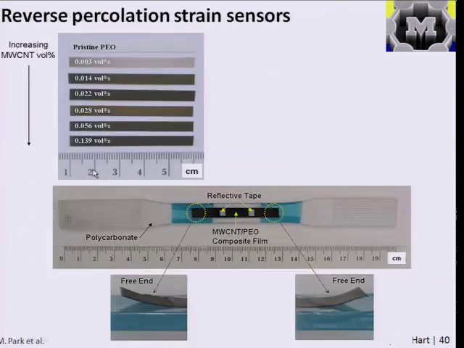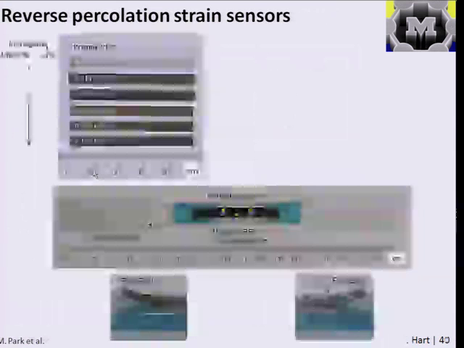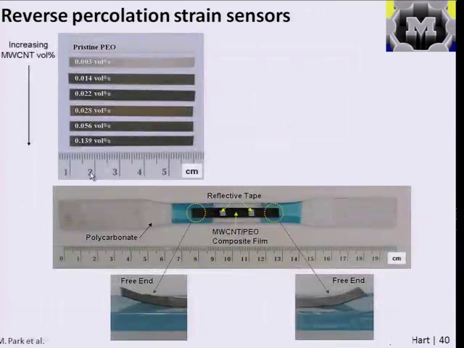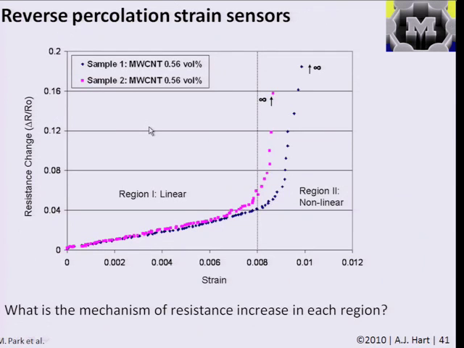So I want to give us a bit of time to move on to the other topics, but if you get to look through these slides yourself, you'll see a couple of other applications. For example, using these nanotube films as strain sensors, where if you have films of different percentages of nanotubes inside a flexible polymer, as you stretch the material, you essentially reverse the percolation behavior.